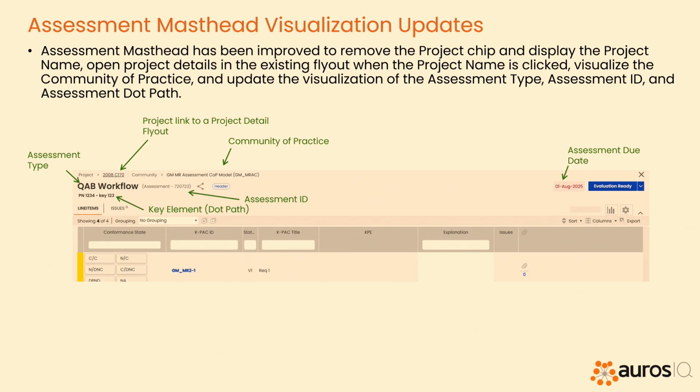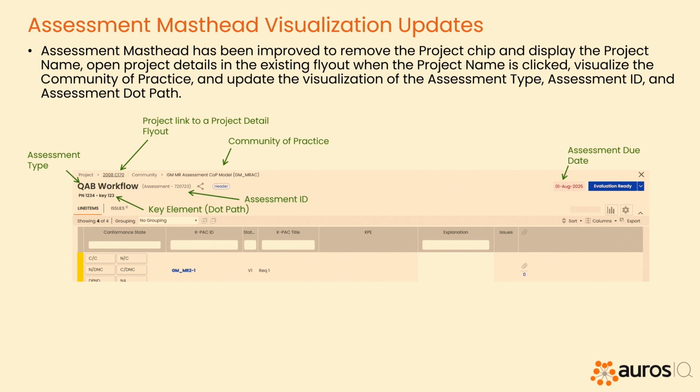We moved it to the left, we've made it bold, we've made it bigger. In addition to that, we've also made our dot path bold as well. So those two things that help your evaluator identify the assessment they're in are bold right in front of their face. So when they open their assessment, they know that they're working on the correct thing.